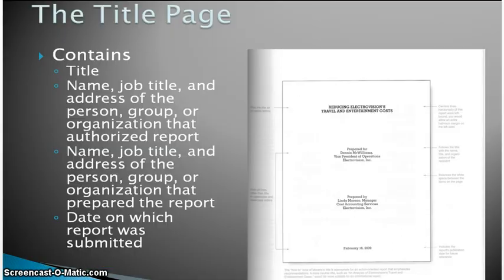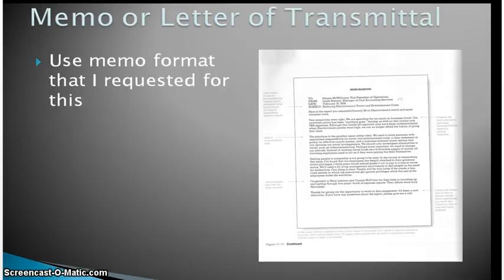Now the first page is the title page of your paper, and it should look like the illustration on this slide. It should contain the title of the paper, and that's bolded, and then name, job title, and address of the person, group, or organization that authorized the report, and then the same information for the person that prepared the report and the date on which it was submitted. You'll see that it's spaced out nicely over the page, and that's what yours should look like as well. No word art page titles. It should look like this.